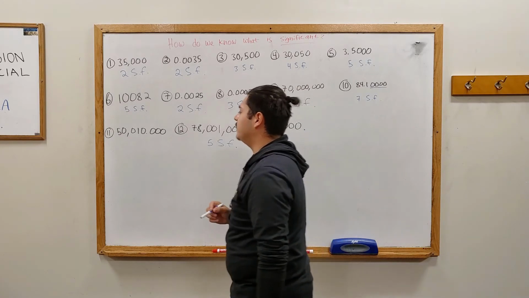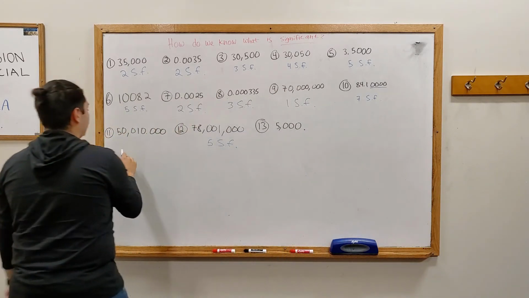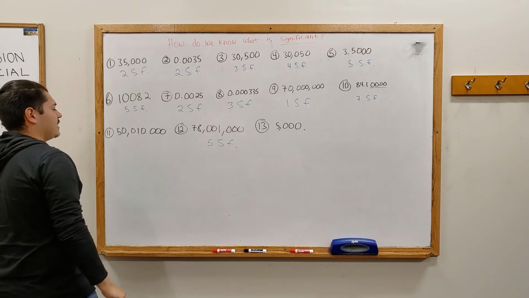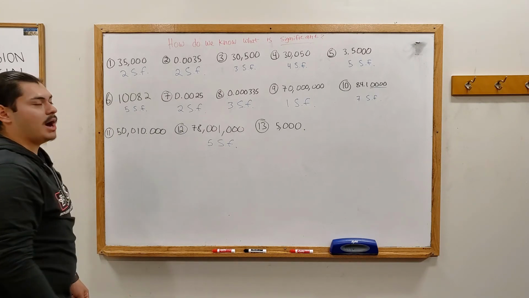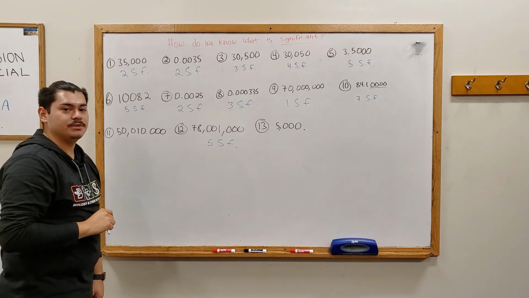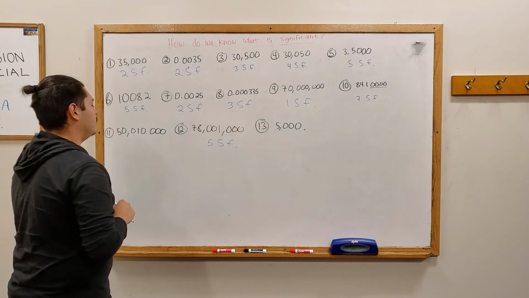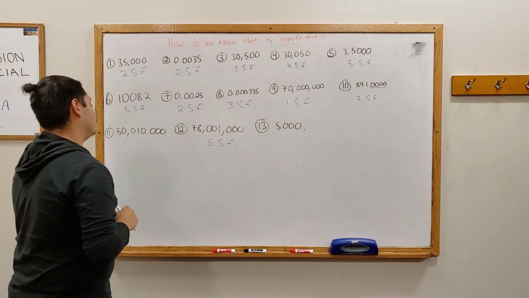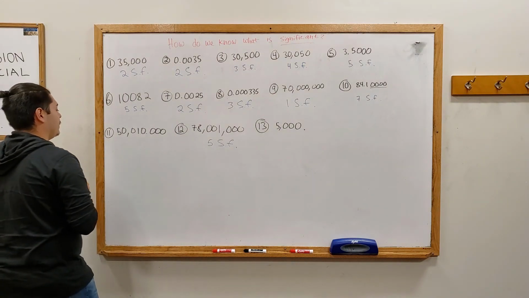That leads us now to number 11, which is going to be 50,010. Some might look at this and go, wow, there are so many zeros. But just keep in mind, it's not a rush. Take your time and think of all of the rules. Eventually, they'll come to you without even having to think about it.